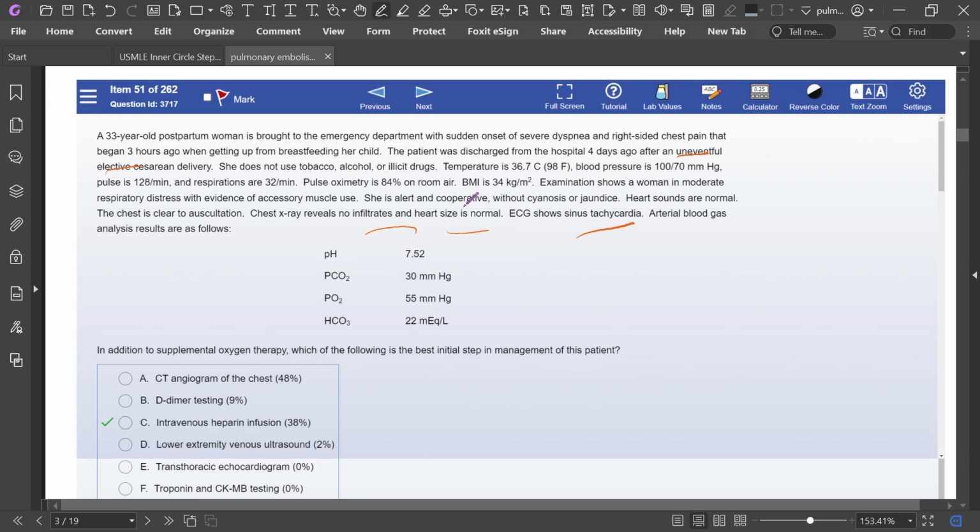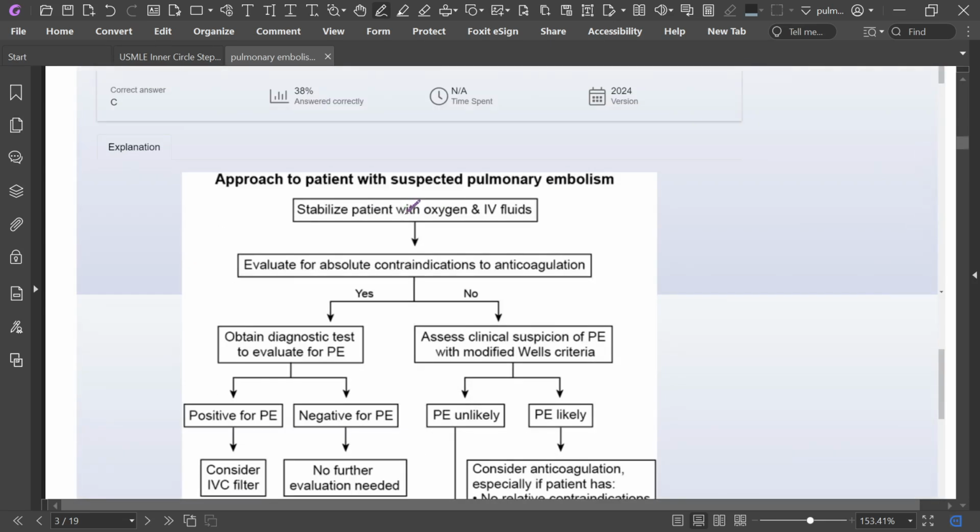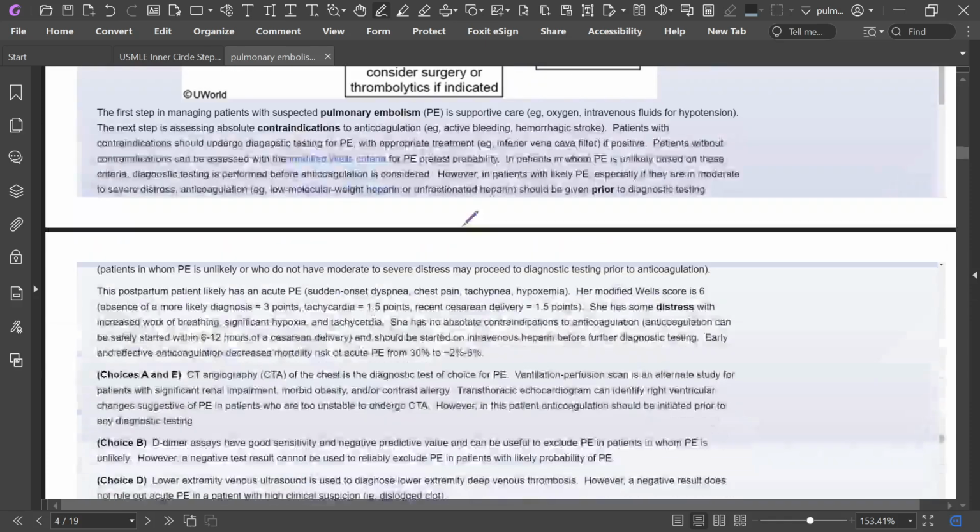ECG shows sinus tachycardia. Most pulmonary embolism ECGs come with sinus tachycardia, and the S1, Q3, T3 pattern is very rare. Most pulmonary embolism is usually diagnosed in the clinical setting. Look at the pH: respiratory alkalosis, and PO2 is a bit low. In addition to supplemental oxygen, the next step is IV heparin infusion. So it is pulmonary embolism, and IV heparin should be infused.